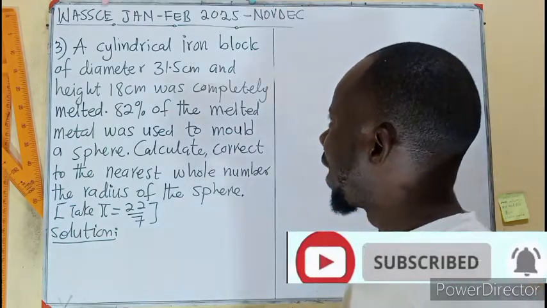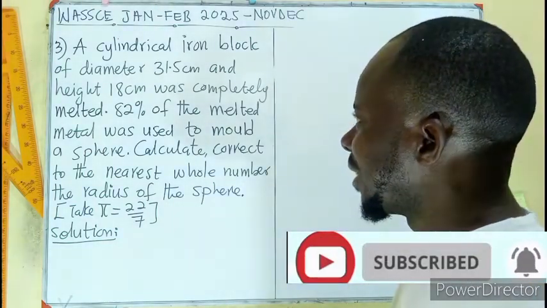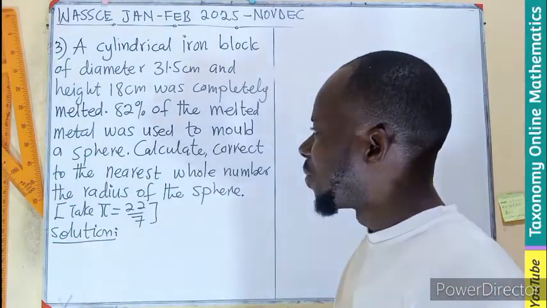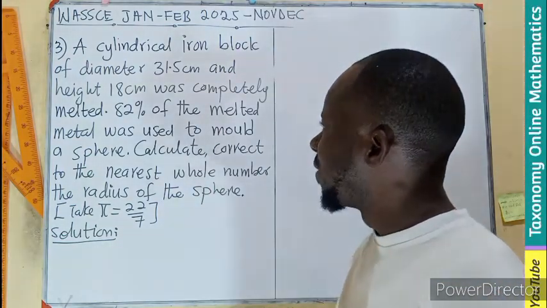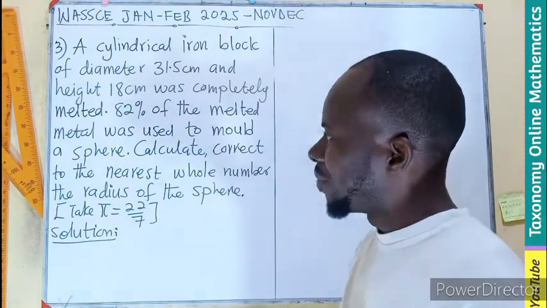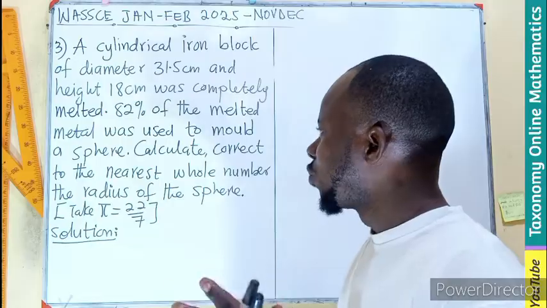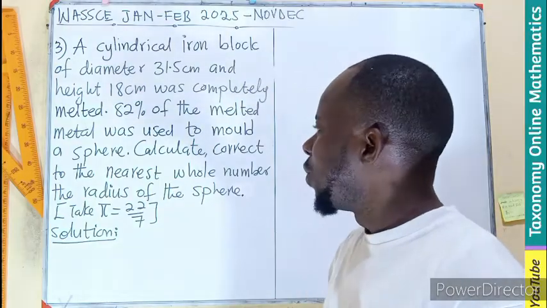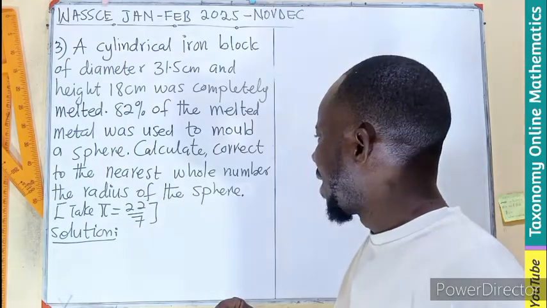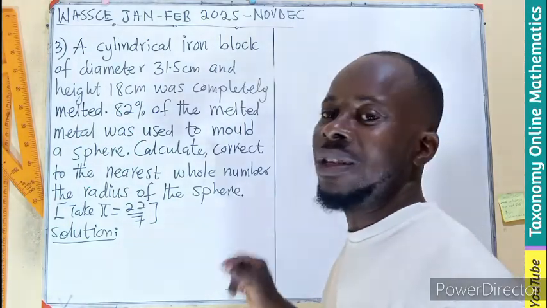A cylindrical iron block of diameter 31.5 centimeters and a height of 18 centimeters was completely melted. Then 82% of the melted metal was used to mold a sphere. We have to calculate, correct to the nearest whole number, the radius of the sphere.